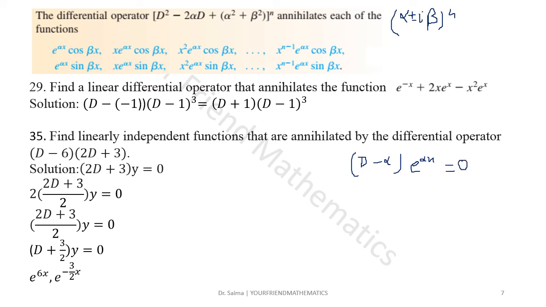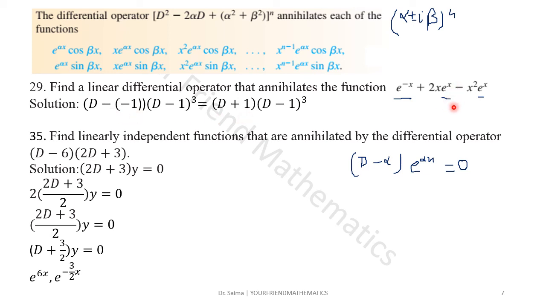So here are two functions, e raised to power minus x and e raised to power x. And e raised to power x comes with x and x square. So this means we have actually two operators. One is for e raised to power minus x, here alpha is minus 1. So we can write its linear differential operator as D minus minus 1, so it's D plus 1.